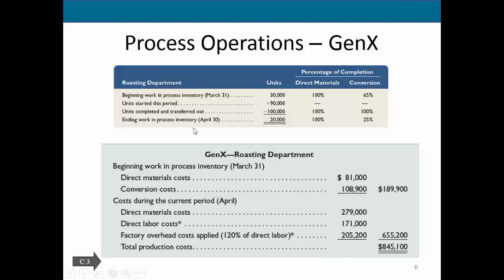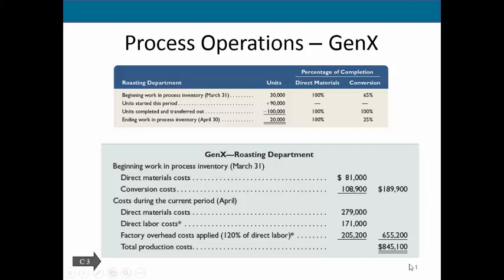When we look at the ending work in process, we're told that the items that are still in process are 100% complete as far as direct materials go, and 25% complete moving through the overall process. Then I'll look briefly here. You can see the units that were completed and transferred out. If these were completed, this means that they are 100% complete. So that's why you see these completion rates of 100% for both direct materials and conversion.